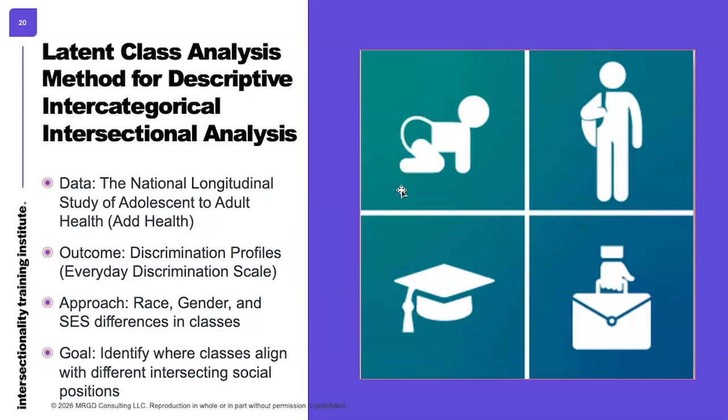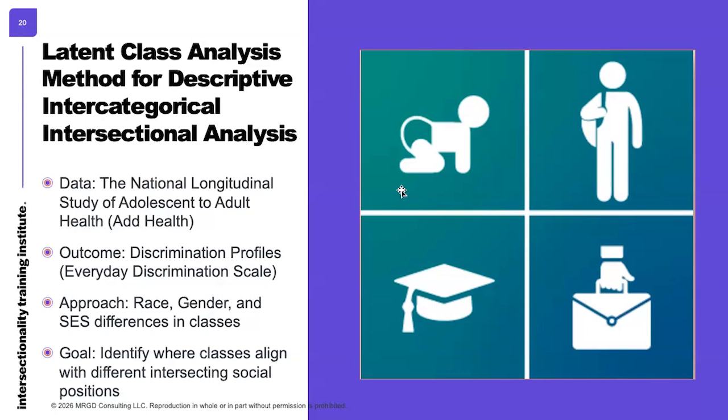descriptive intercategorical intersectional analysis. Woo, that's a lot of words. So we're going to use Add Health. Last week we used PSID. This week we're going to use Add Health. The official name is the National Longitudinal Study of Adolescent and Adult Health, but we all just say Add Health because obviously that other name is way too long.